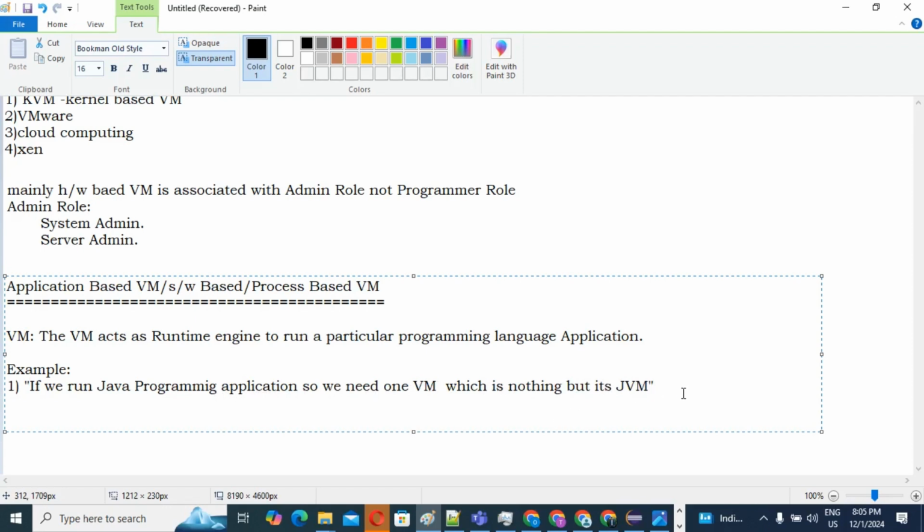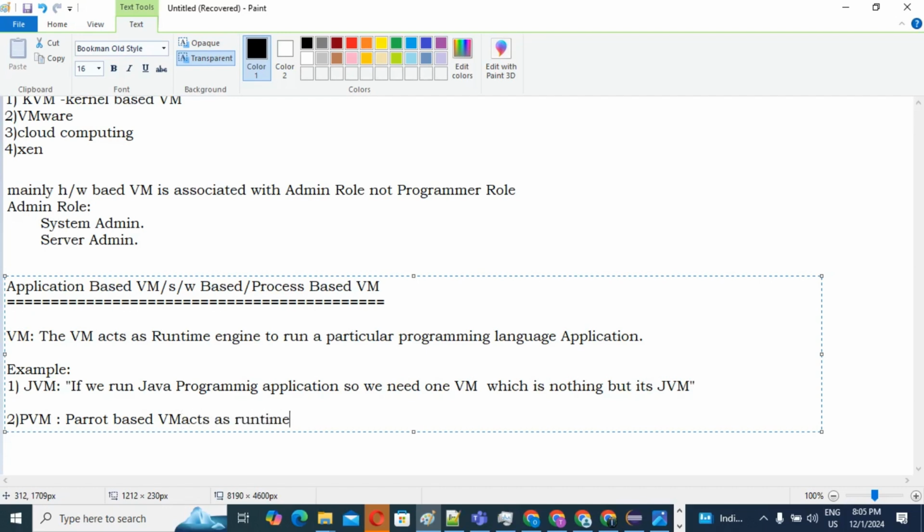Second example: PVM. First is our JVM, next is PVM. If I tell you what PVM is, that is Parrot based VM. The Parrot based VM acts as a runtime engine.